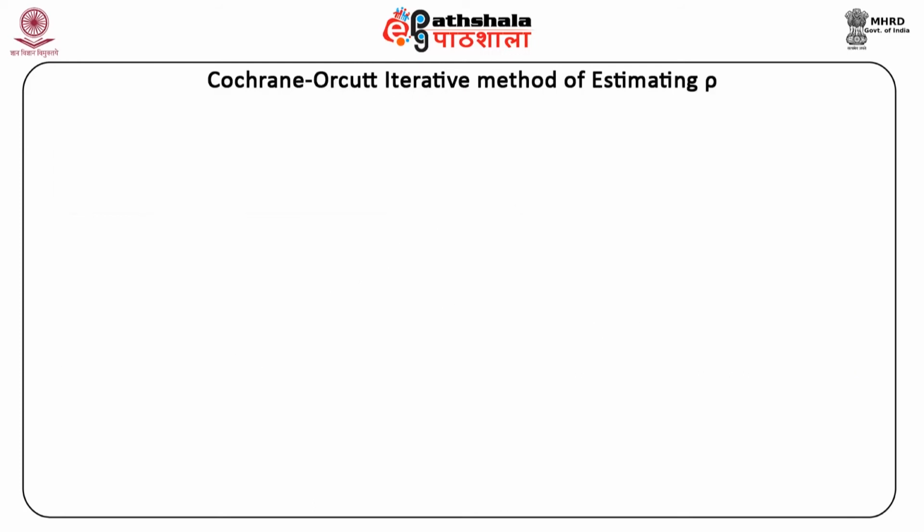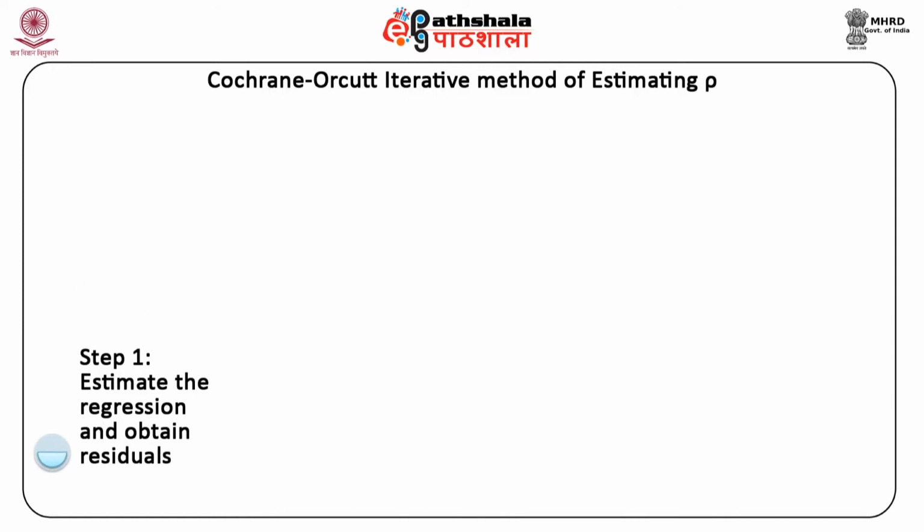Cochrane-Orcutt iterative method of estimating rho. The iterative method entails starting with an initial value of rho hat and finding the value of rho hat through successive approximations. Steps involved in the procedure are: the first step is to estimate the regression and obtain residuals. Step 2, estimate rho hat by regressing the residuals on their lagged terms. Note that this regression does not have an intercept term because the sum of the residuals is 0, making the intercept equal to 0.